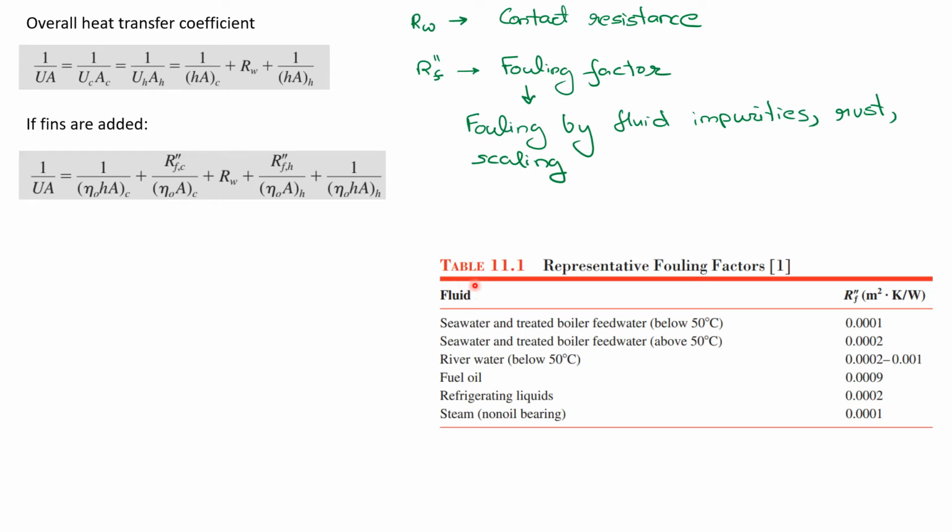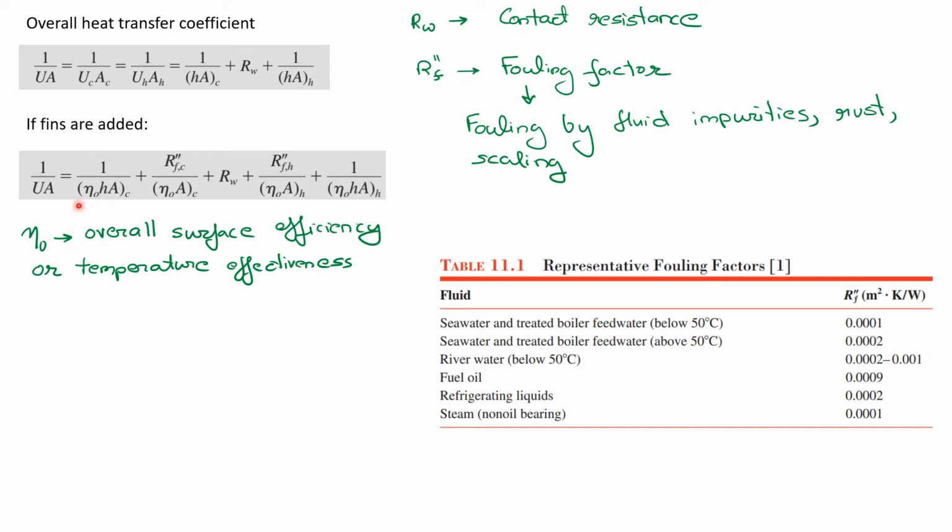Now moving on, in table 11.1, your textbook states the fouling factor for different scenarios. So if you have seawater, your fouling factor is 0.0001 meter square Kelvin per watt. And if you have fuel or refrigerant liquids, these values will differ accordingly. So if you get any problem which has a fouling factor, refer to table 11.1 and choose the appropriate value of the R double prime F and then solve the problem.